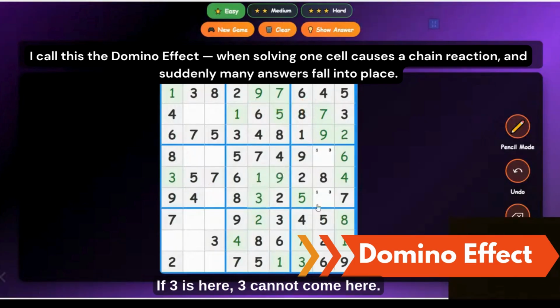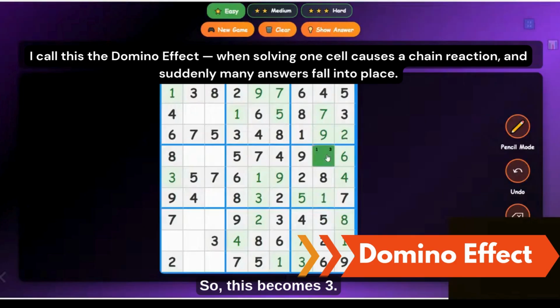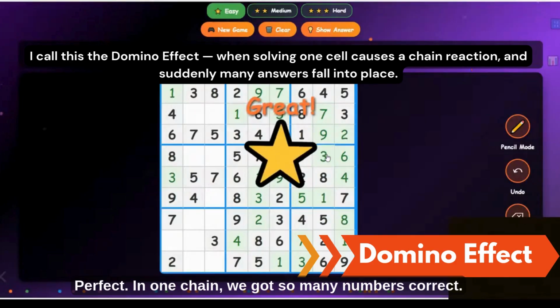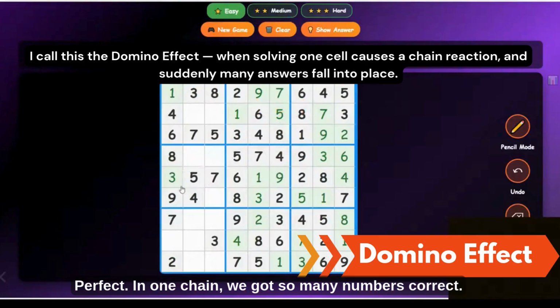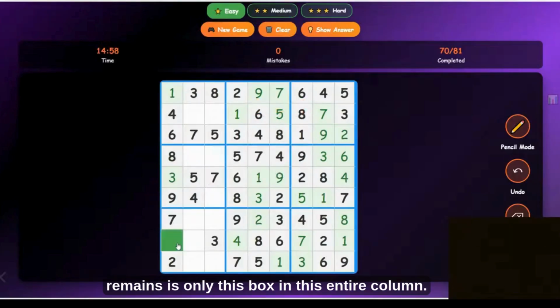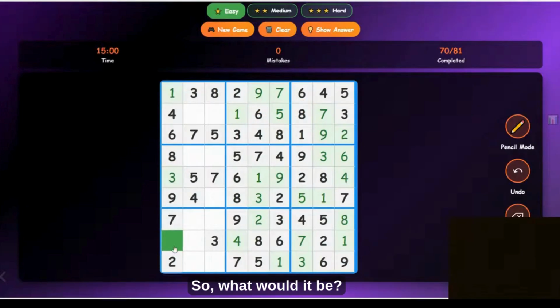If 3 is here, 3 cannot come here. So this becomes 1. And if 1 is here, 1 cannot come here. So this becomes 3. Perfect. In one chain, we got so many numbers correct. Now what remains is only this box in this entire column. So what would it be?